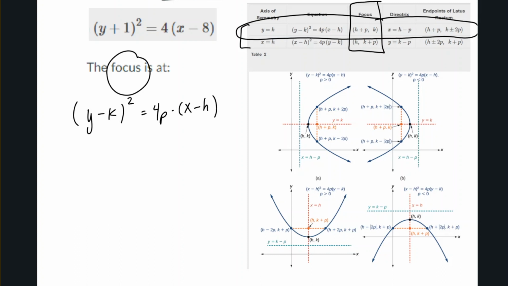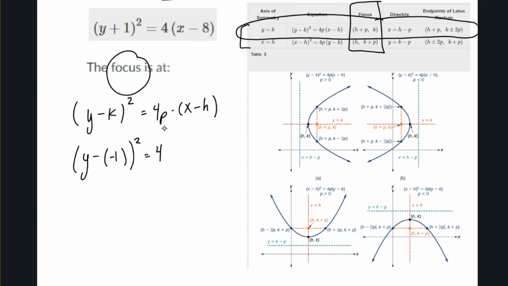Now notice the formula expects this to be a minus, but do you see this as a plus? When the formula expects a minus but you see a plus, that's telling you that you had y minus what could turn it into a plus 1, a minus 1.